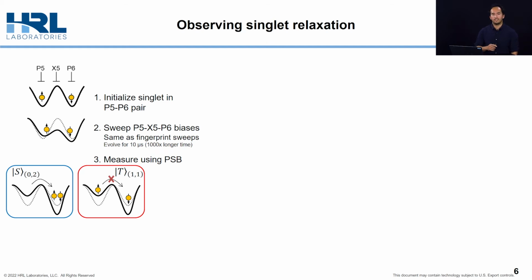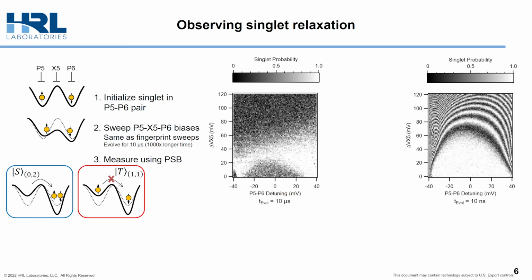in this case again in dots 5 and 6. We modulate exchange by performing the same sweeps here as we did in the fingerprint, but now we let the system evolve for 10 microseconds, which results in the scan shown in the middle here, with the fingerprint shown on the right for comparison purposes.